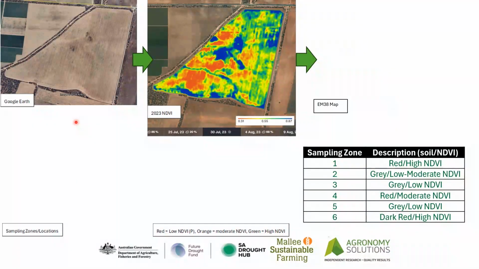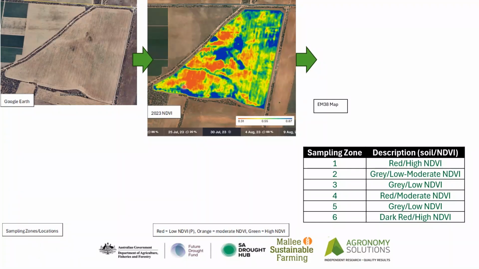Next layer we used was an NDVI layer 2023, and quite quickly you can actually see some of these soil types matching with this NDVI layer. So this is taken 30th of July. That's when I like to take an image, usually tillering phase of a cereal.